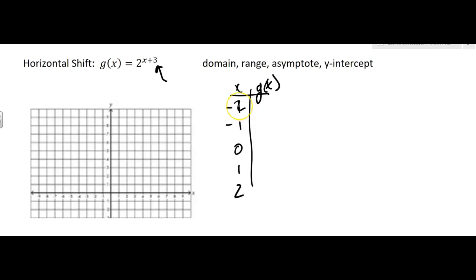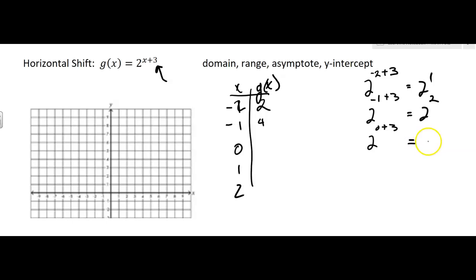If I were to put in -2, I would have 2 to the -2 plus 3. That would be 2 to the first power, which would be 2. What happens if I put in a -1? I'd have 2 squared, which is 4. What happens if I put in 0? I would get 2 cubed, which is 8.